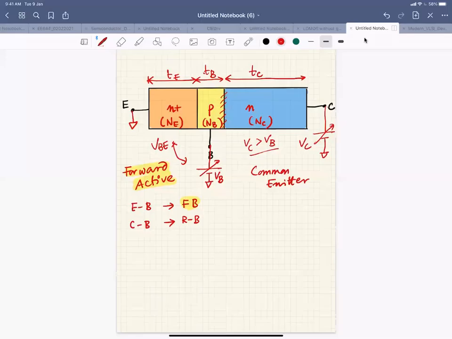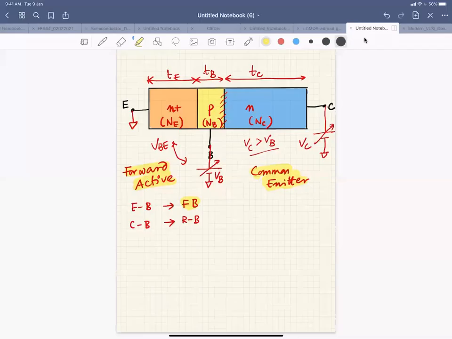And common emitter configuration. For the common emitter configuration and forward active mode of operation, your emitter base junction is forward biased and collector base junction is reverse biased. So if you want to forward bias the emitter base junction, since this is common emitter configuration, let's say we'll put the emitter to ground. We are not applying any voltage there. So we'll give some DC voltage to base and some DC voltage to collector.